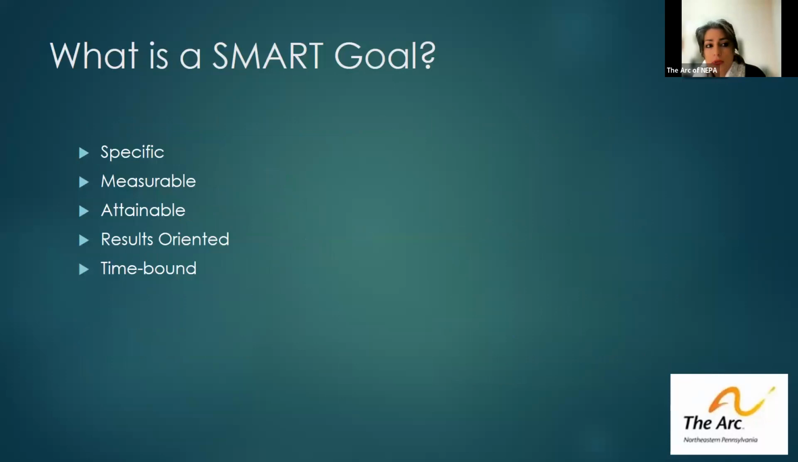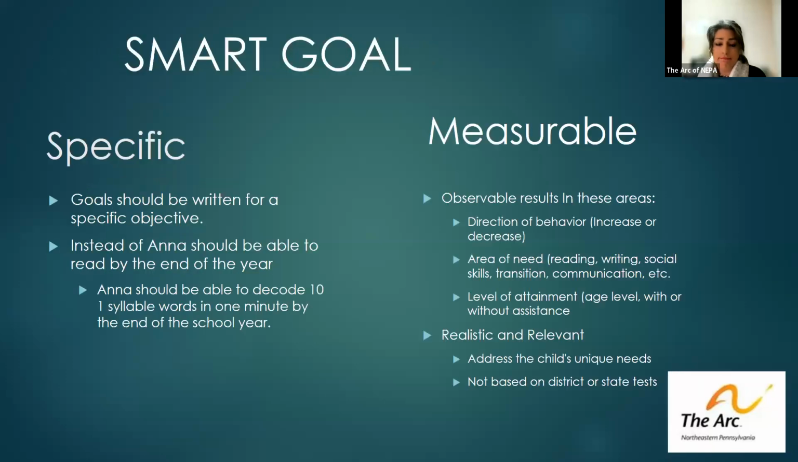One of the things to consider, to make your goals really work for you, is to consider it a SMART goal. What a SMART goal is considered is something that is specific, measurable, attainable, results-oriented, and time-bound. So what does that look like?